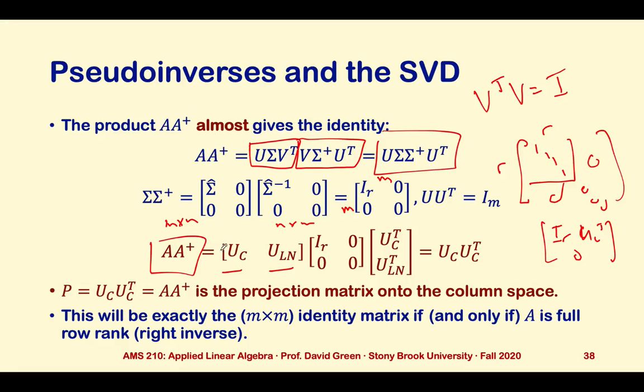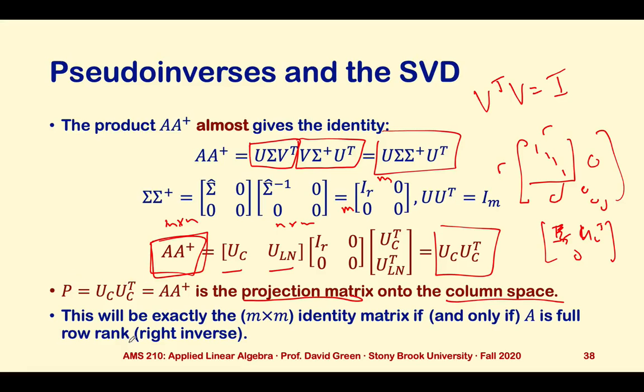Multiplying UC by this gives us UC times IR UC transpose, that IR can disappear. And so this gives us UC times UC transpose plus 0. Let's think about this. This A times A plus gives us a product of UC times UC transpose. What does this look like? This is a basis for the column space of A multiplied by the transpose of this. This looks just like a projection matrix. P equals AA plus is a projection matrix. What is a projection matrix onto? It's onto the column space of A.